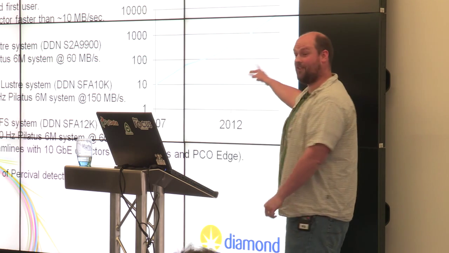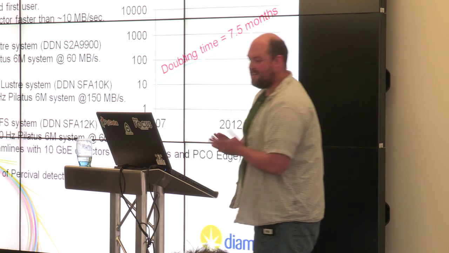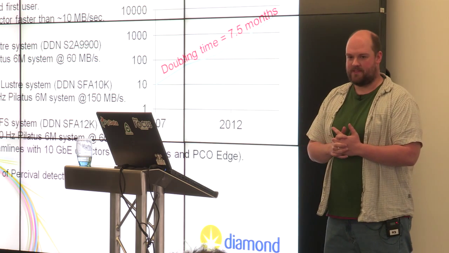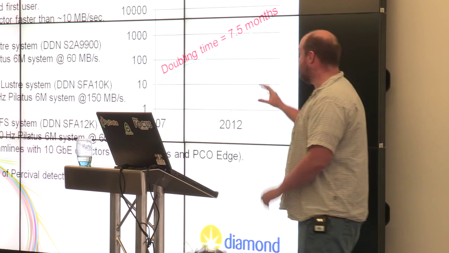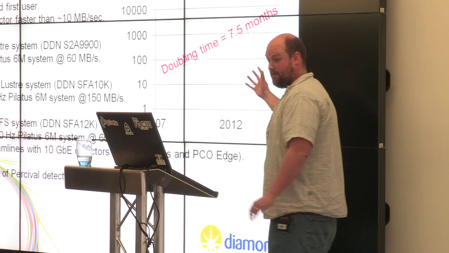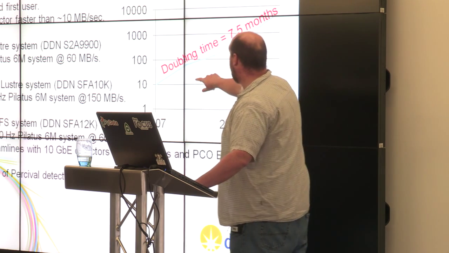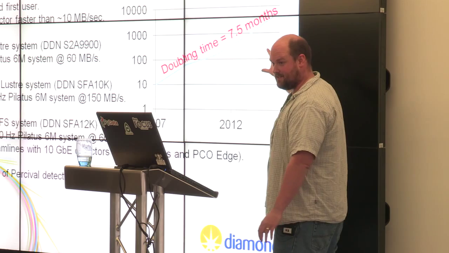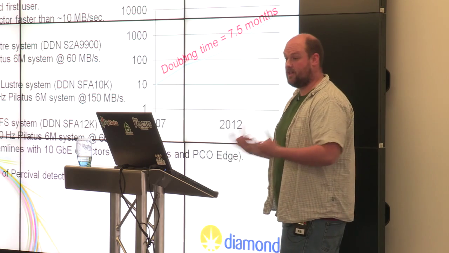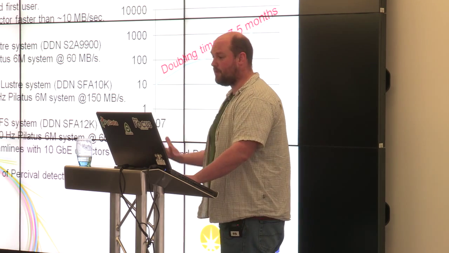It's absolute madness. If you plot a nice graph of this, it's doubling about every 7.5 months. So the problem is that a lot of our kit won't keep up with this, and not only are the individual detectors doubling, but we're getting more beamlines that are using more of them. So we've got a real data problem.